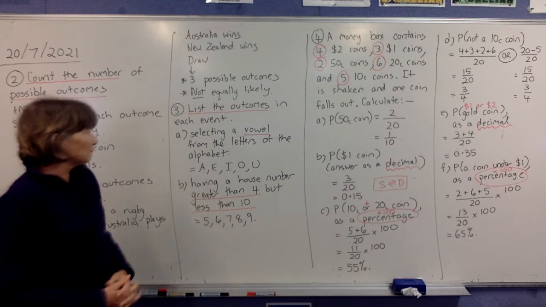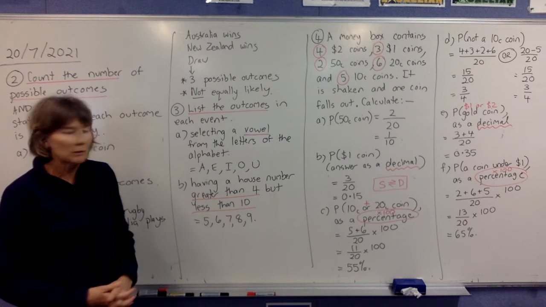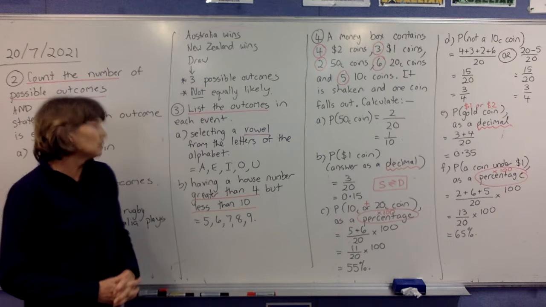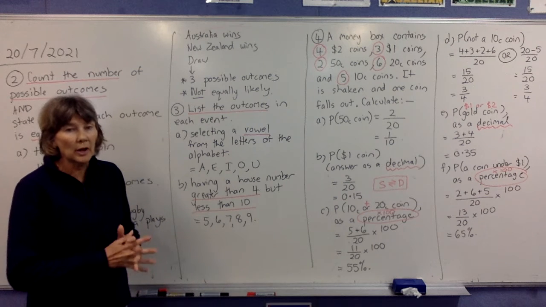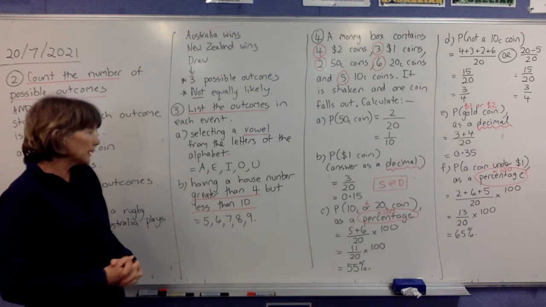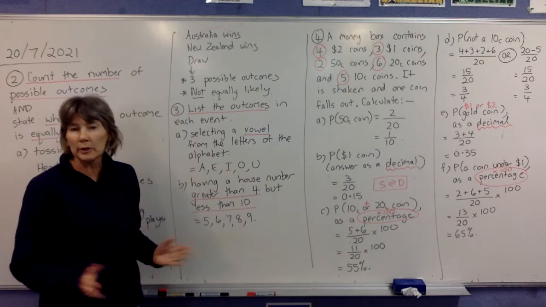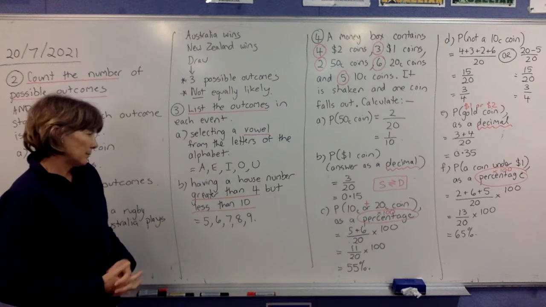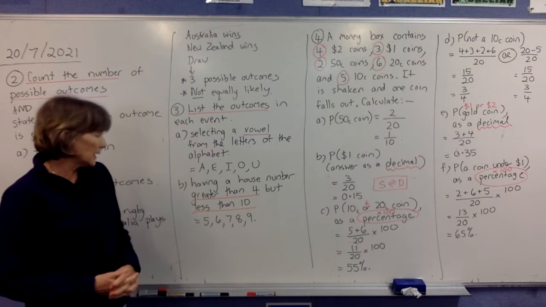Okay, number 3. This time they want you to list the outcomes in each event. So that's all we're doing, listing them. The first one says selecting a vowel from the letters of the alphabet. The vowel's the key thing here. We're looking at the whole 26 letters in the alphabet. And the vowels are A, E, I, O, U. So that's all you have to do, just list the vowels.